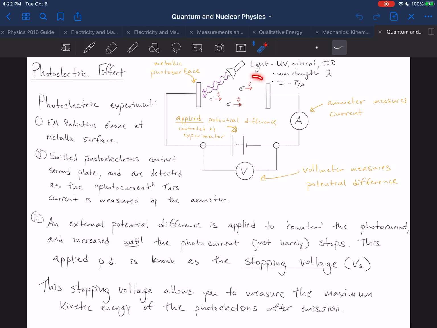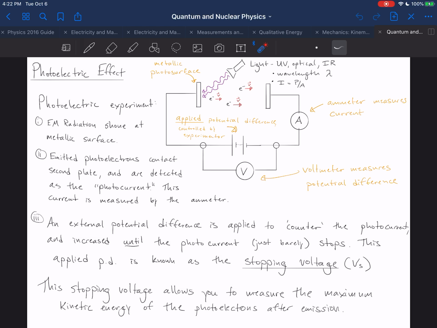But more importantly and more commonly, you'll have it hooked up the other way so that the applied potential difference is slowing down the electrons. So you apply a potential difference so that this particular electrode is kept at a low potential and therefore is going to repel these electrons. And in particular, you can adjust this potential difference until just at the point when the current going through this ammeter drops exactly to zero. Okay? This applied potential difference has a technical term, and it is known as the stopping voltage.